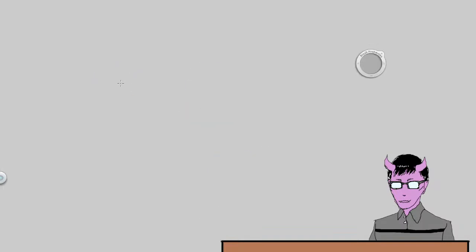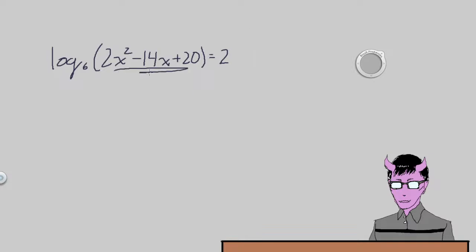What do we have? We have log base 6 of what? 2x squared. Ooh, quadratic appearance. So we have 2x squared minus 14x plus 20 is equal to 2. Okay. Not the nicest looking situation. This looks like a quadratic, right?